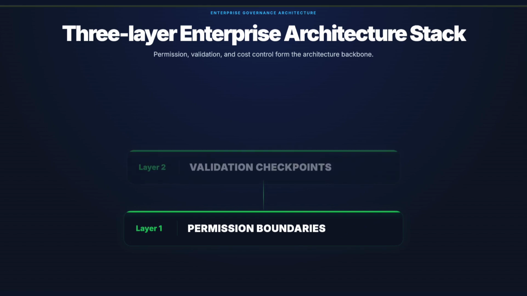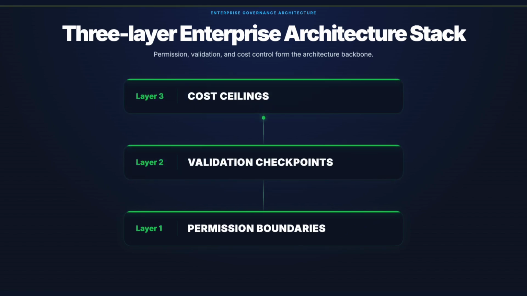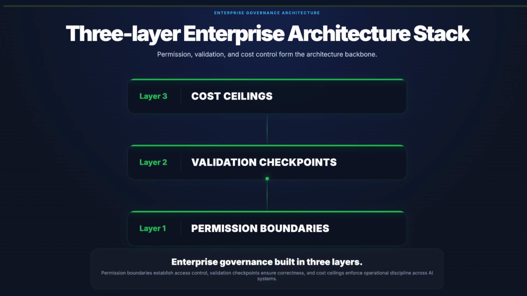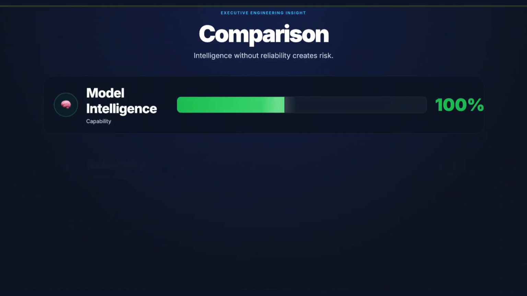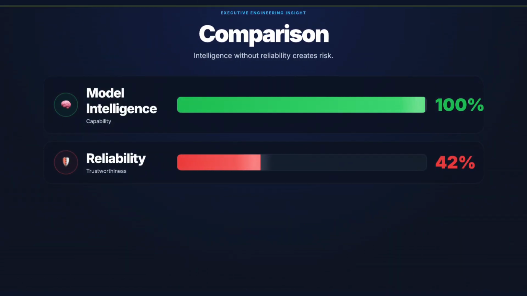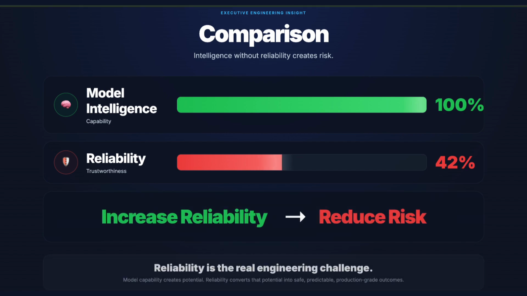Permission boundaries, validation checkpoints, cost ceilings. That's the reliability stack. Notice something? None of these layers make the model smarter, they make the system safer. And that's the lesson most AI tutorials miss.